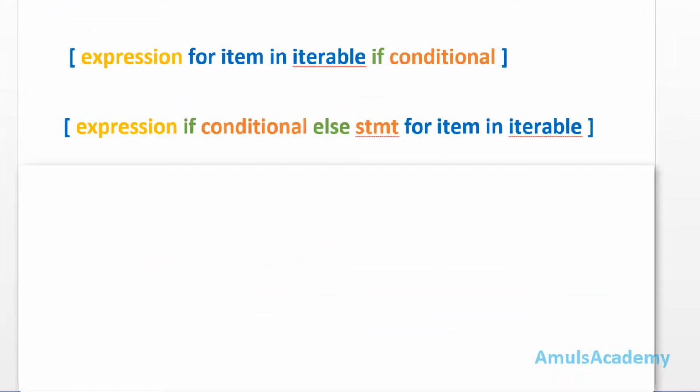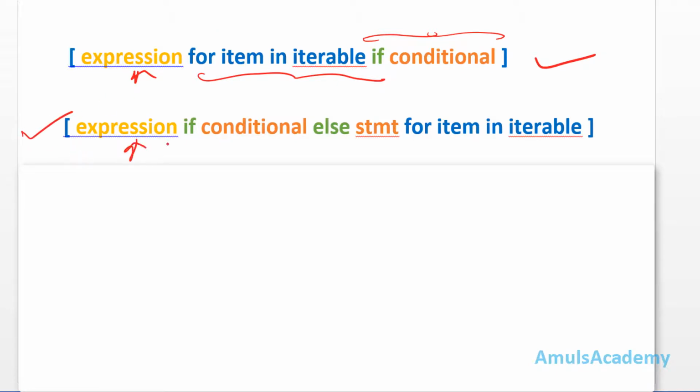Next, we can use if else conditional statements with list comprehension. If you want to use an if condition, then the syntax will be this: first the expression, next the for loop, next the if conditional. If you want to use both if and else, then the syntax will be like this: expression, the if conditional, else statement, then the for loop. Now we'll see the examples.